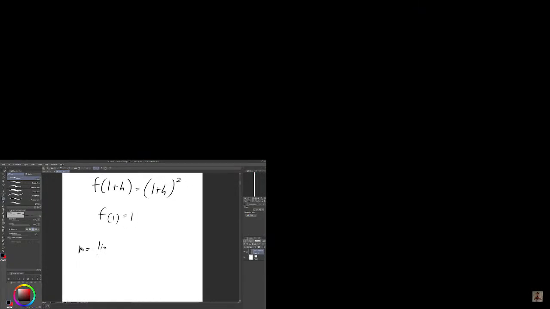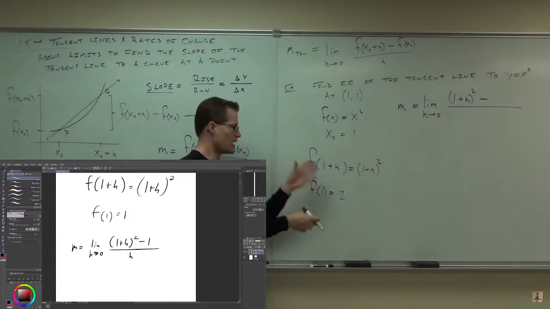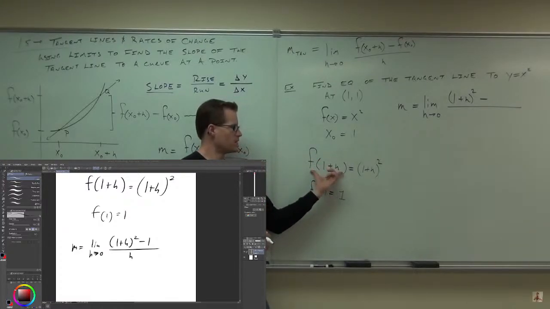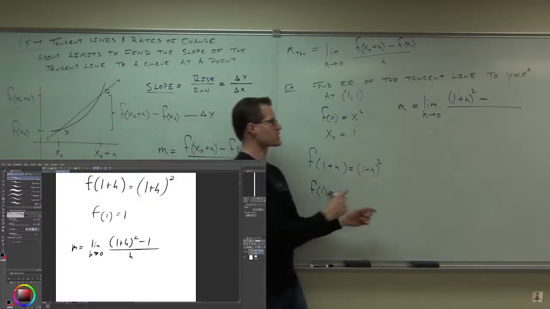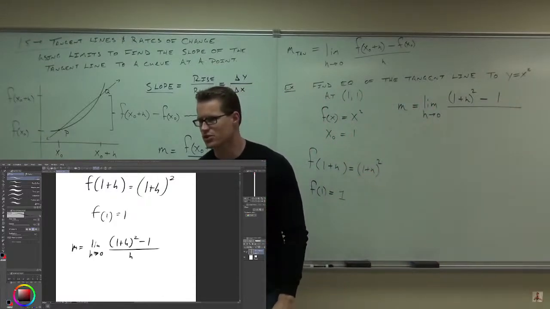So instead of f of x sub 0 plus h, I've already figured that out. That was 1 plus h squared. That's what I'm going to put first. Minus, instead of f of x sub 0, what did I work that out to? That's why I have you do it off to the side, right? You just break it down piece by piece. That's okay. f of 1 plus h was 1 plus h squared. f of 1 is 1. All over how much? Oh, don't forget that h. Don't forget that h.